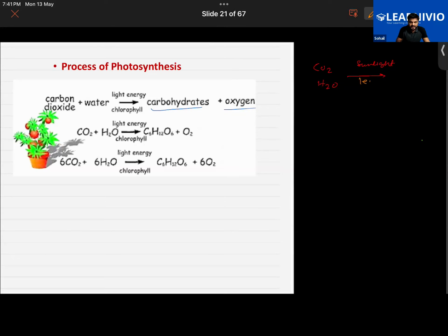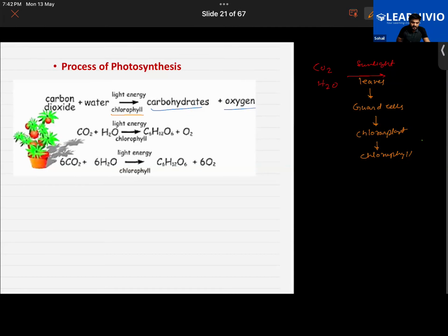It is happening inside the leaves. Inside the leaves, where exactly? Inside the leaves, you have got guard cells. And inside the guard cells, you have chloroplast. And inside the chloroplast, you have got chlorophyll. So normally, wherever you will study, chlorophyll will be written like this. But now we know where exactly chlorophyll is found.